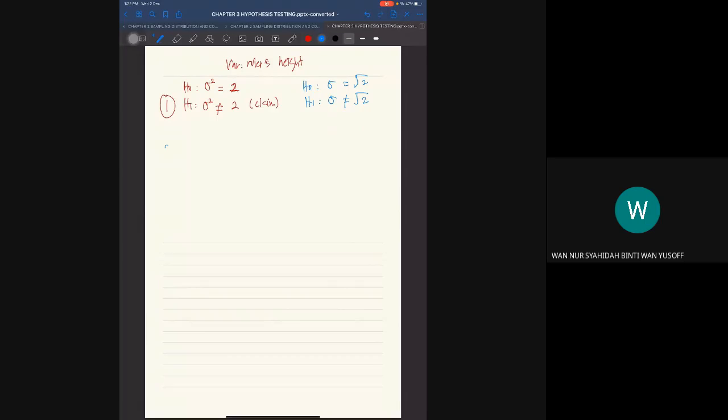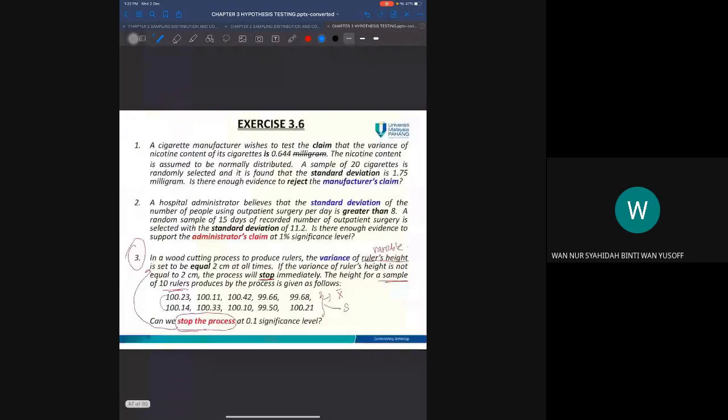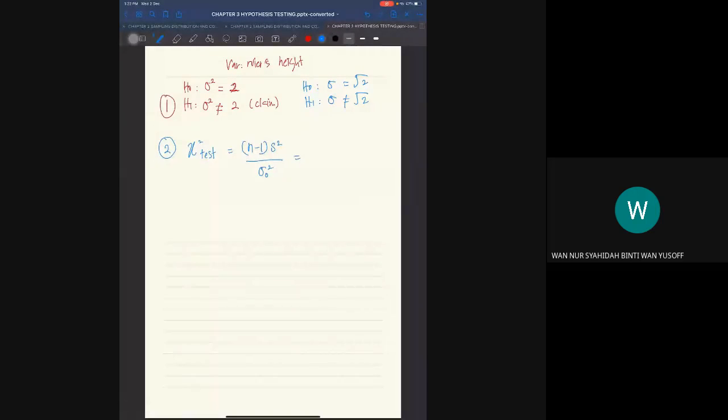Step 2, calculate the chi-square test: n minus 1 times s square divided by sigma naught square. S square you can calculate from this data. What is your chi-square test? 0.4389.